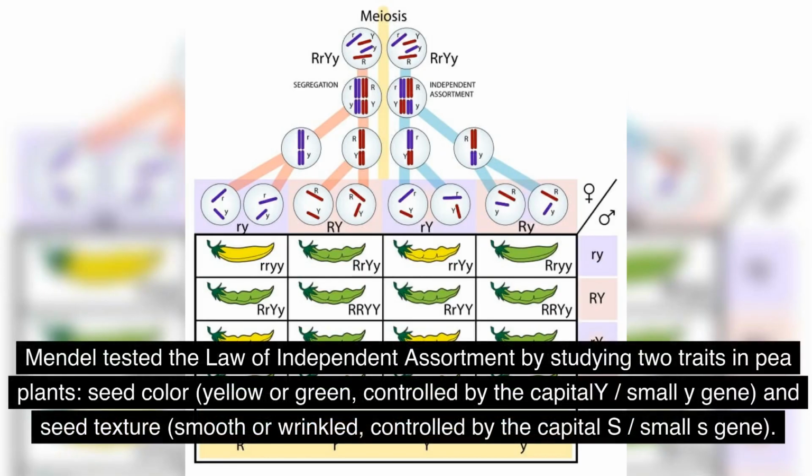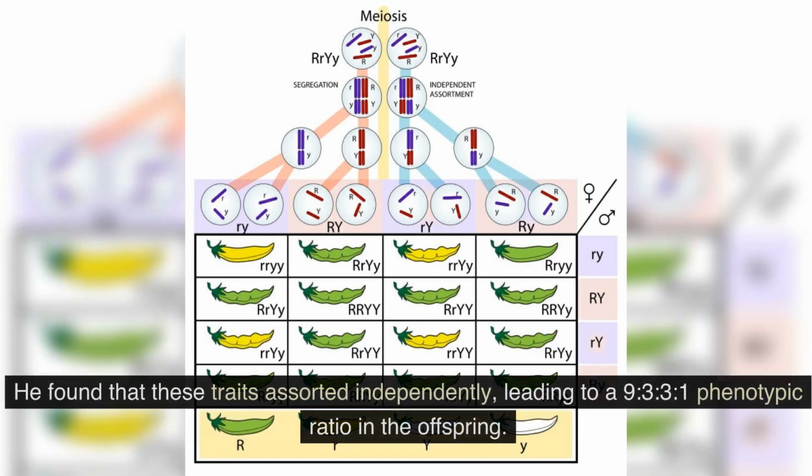Mendel tested the law of independent assortment by studying two traits in pea plants: seed color, yellow or green, controlled by the capital Y, small y gene, and seed texture, smooth or wrinkled, controlled by the capital S, small s gene. He found that these traits assorted independently, leading to a 9:3:3:1 phenotypic ratio in the offspring.